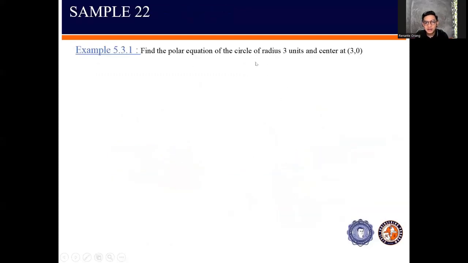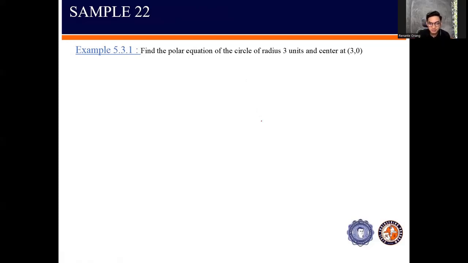So, what if we are given a circle with a radius and its center? We will convert the equation of our circle into a polar equation. But our first problem is what the equation of our circle is in terms of rectangular coordinates, or the rectangular equation.